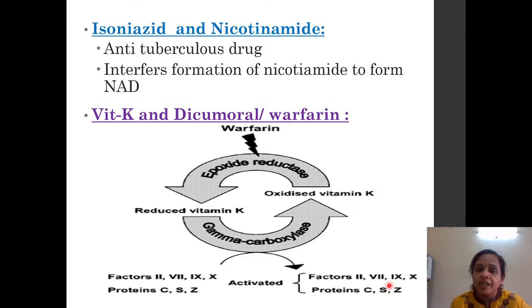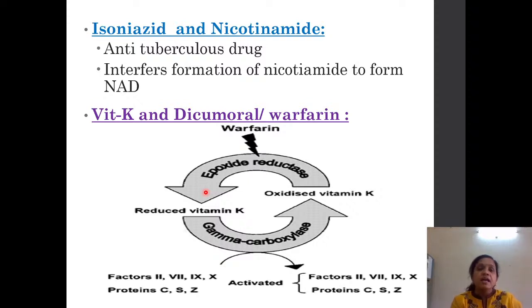Now, what will the warfarin do? When this process is taking place, reduced vitamin K will get converted to oxidized vitamin K. Now, we have to have another enzyme that will again reconvert it to reduced vitamin K. What does warfarin do? The warfarin will inhibit the enzyme that helps in reducing the vitamin K, that is epoxide reductase.